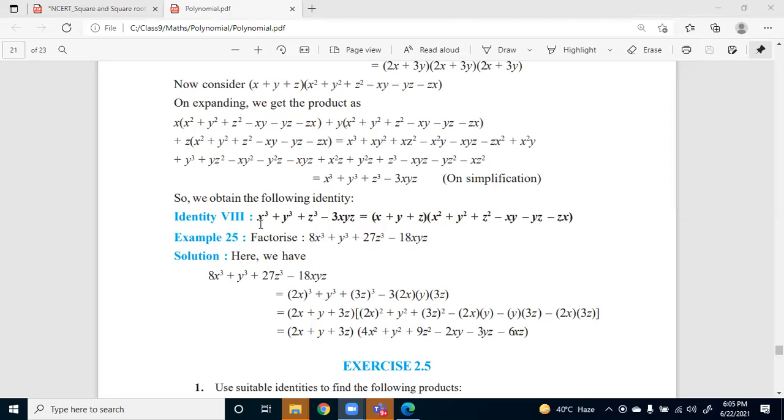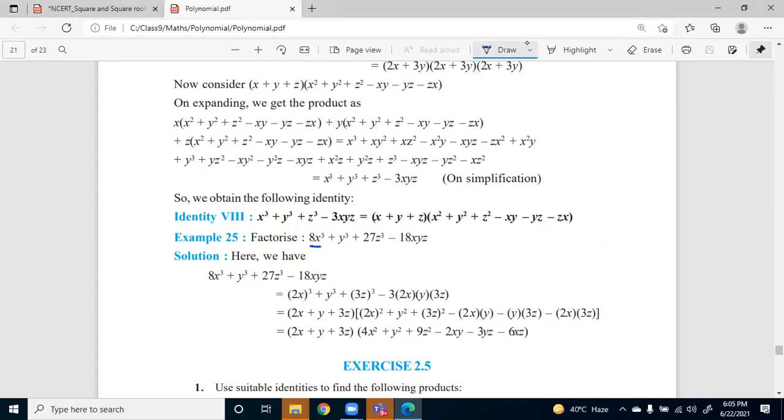What is it? x cube plus y cube plus z cube minus 3xyz is equal to x plus y plus z in one bracket, and in another bracket x square plus y square plus z square minus xy minus yz minus zx. So you have to remember this identity. What is the way to remember this identity? Let me tell you the way also.